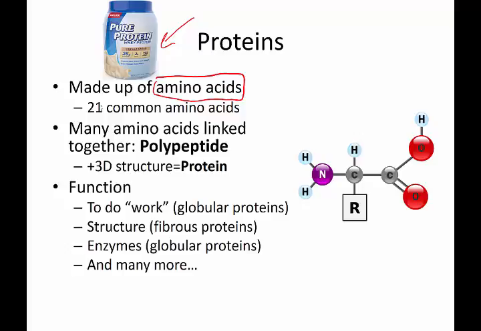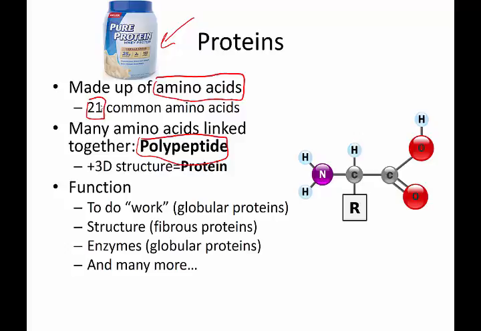In life, there are about 21 common amino acids. In the next slide, I'll actually show you what the 21 common amino acids look like. But the number 21 is going to be important when we do some calculation a little bit later on in this lecture. When we link a lot of amino acids together, so you can think of the amino acids being the building blocks of proteins, we make a polypeptide.